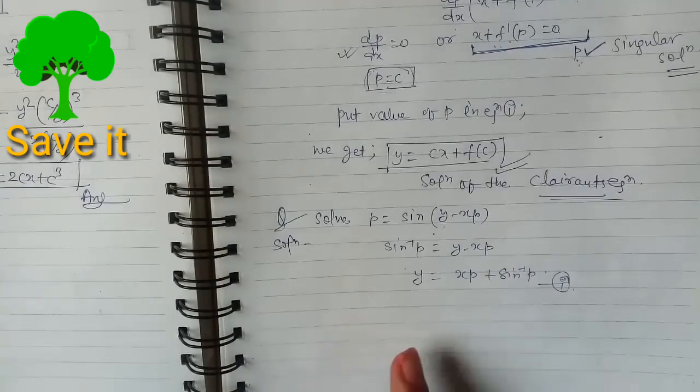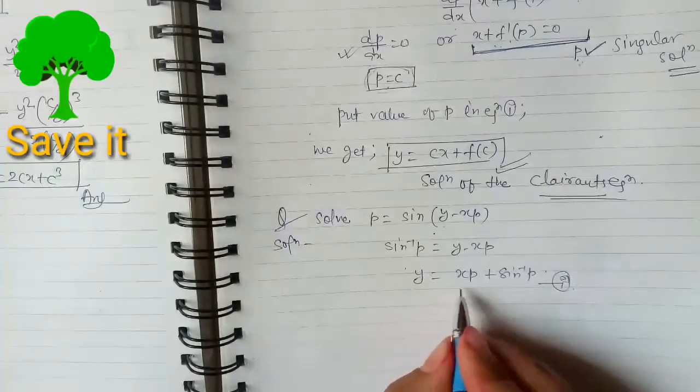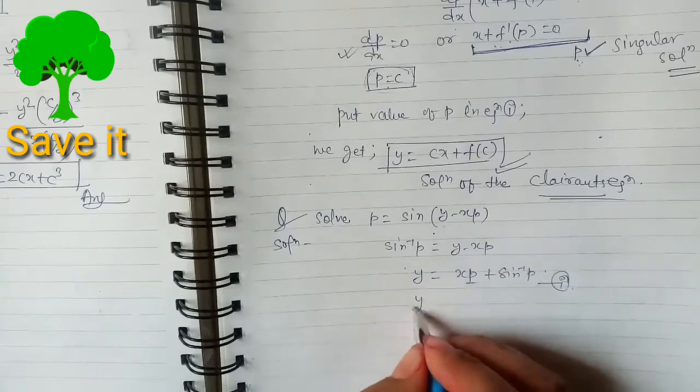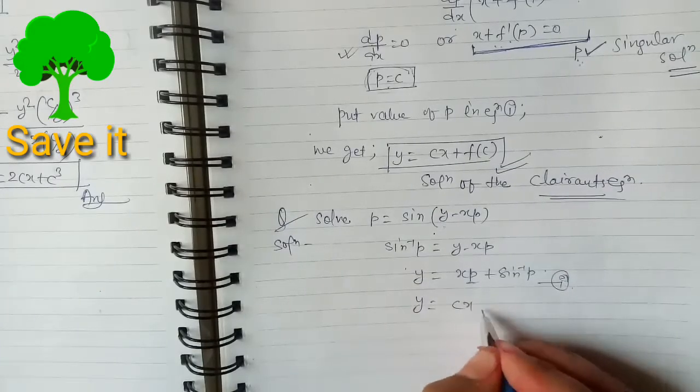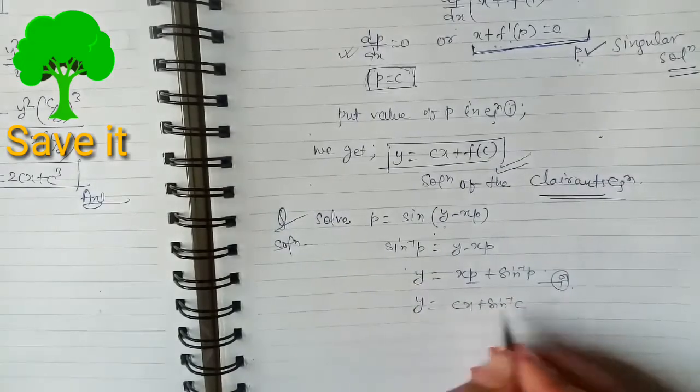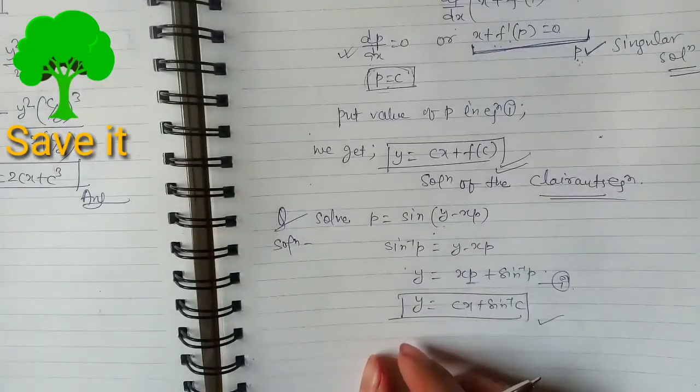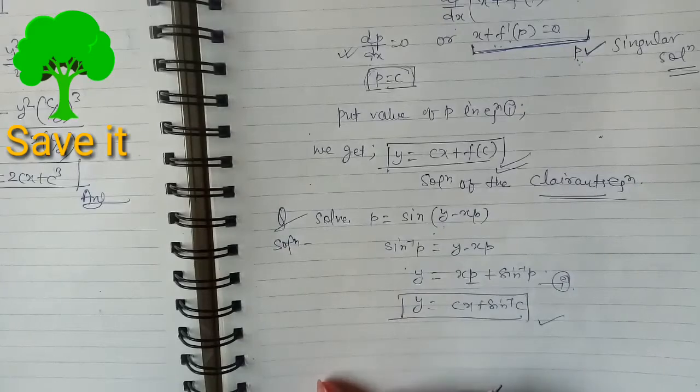So if we write directly, then what will we write for its solution? We change p to c. So we get y is equal to cx plus sine inverse c. This is the required solution of the equation. Now to find the singular solution, what will we do?